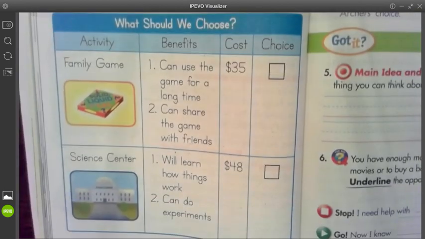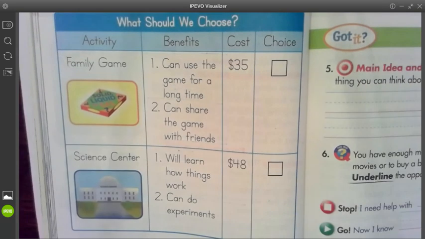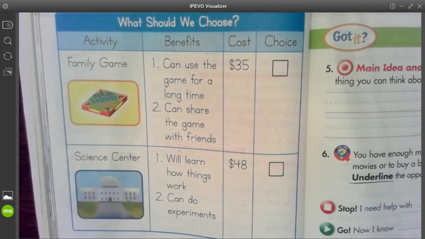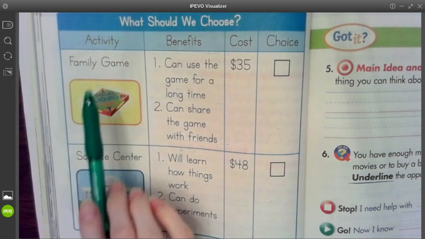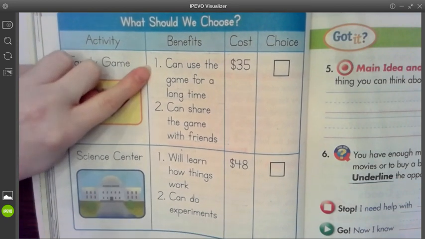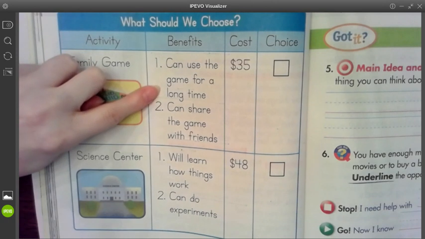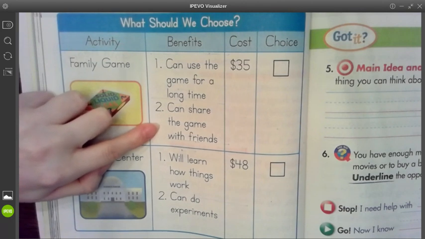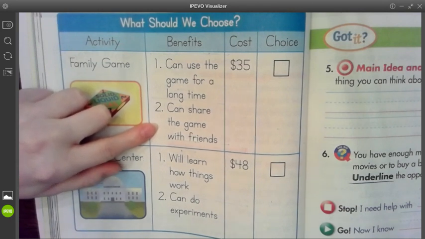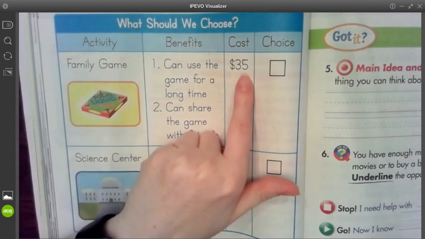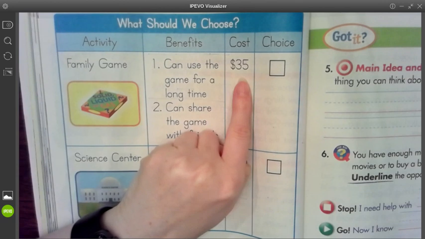So this is the same information we read yesterday, except it's in a chart form, which I think is a lot easier to read and see the information than having to scan through the whole paragraph. So their first choice was a family game, like a board game. And their two benefits, their two good things about getting this, is that you can use the game for a long time, and you can share the game with friends. So think about a board game you have at your house. You've probably had it a long time. You've probably played it with lots of different people. So those are two benefits of that. The cost of that one was $35.